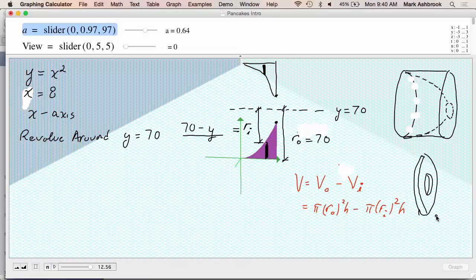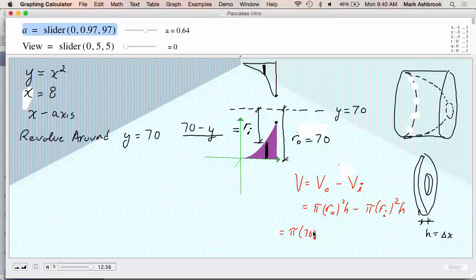All right, what is our h for these washers? This is our h right here. What is that? Change in x, right? This is change in x. So we've got to get that y in terms of x for that. Well, that's just x squared. We've got it. So we're ready to write this down.